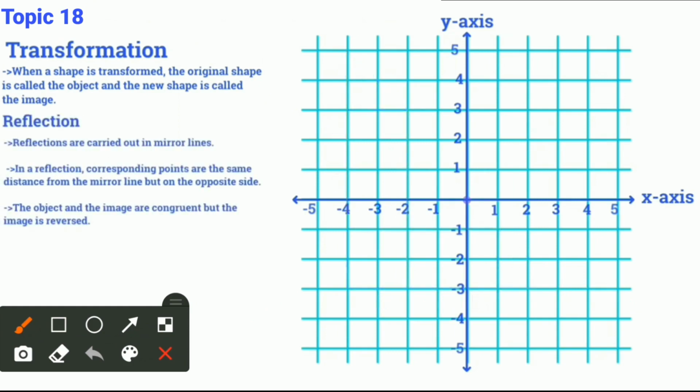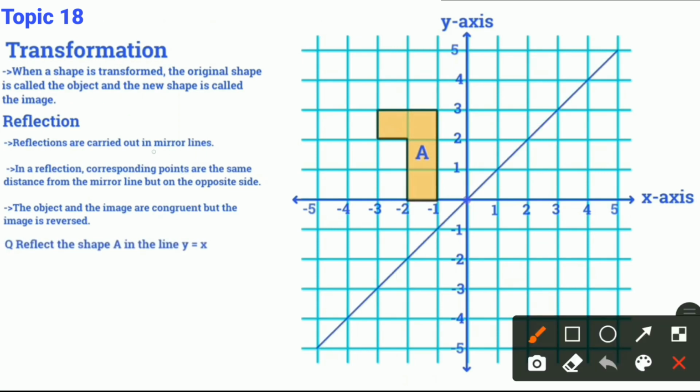Reflection is also one of the ways. Reflections are carried out in mirror lines. In a reflection, corresponding points are the same distance from the mirror line, but on the opposite side. The object and the image are congruent, but the image is reversed. One thing for you to notice is that there are two things: the mirror line and the object. So we have the object and we have the mirror line.